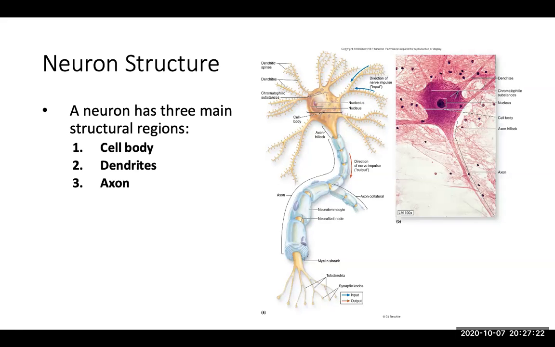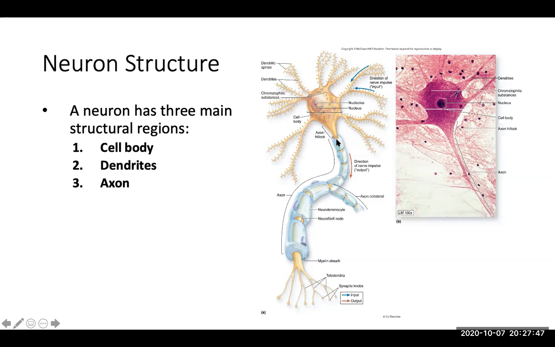A neuron has three main structural regions. The cell body, also called the soma, is the place that integrates, processes, and receives a signal from the dendrites. And the dendrites will be all these finger-like spiny projections off of the cell body. And the dendrites most often receive an impulse or a signal from another neuron.